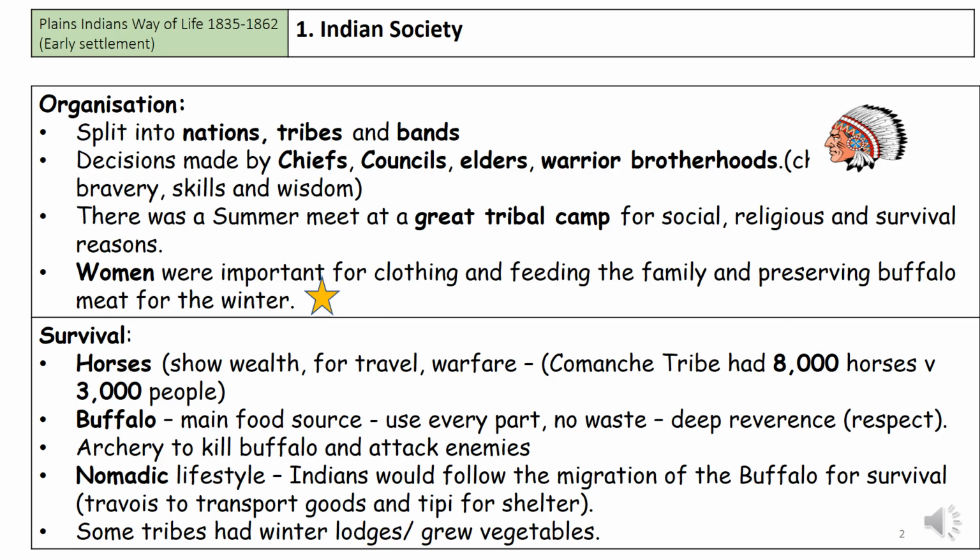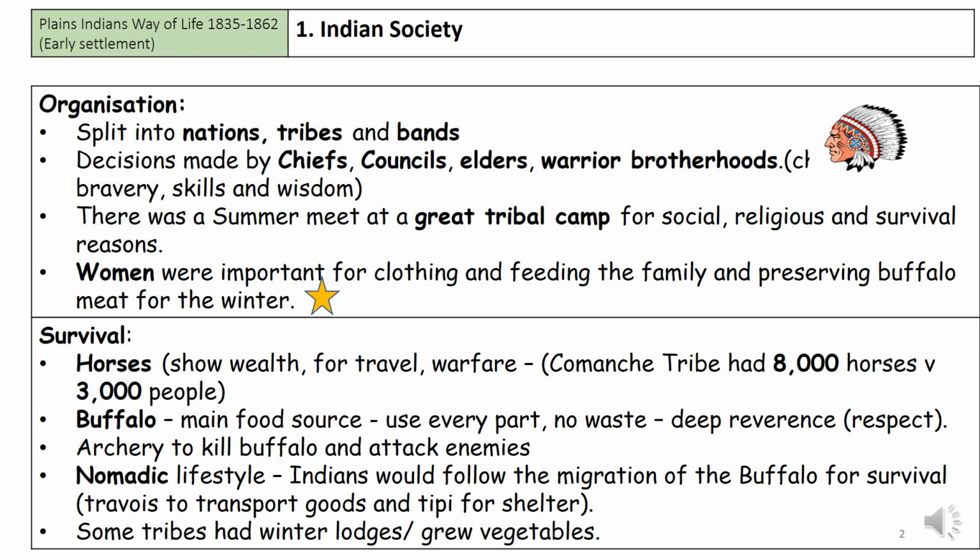So nations, tribes and bands. Nations if they're really large, like the Sioux, and within the Sioux you can have sub-nations like the Lakota Sioux, the Dakota Sioux and the Nakota Sioux, and they all have their different customs and cultures.